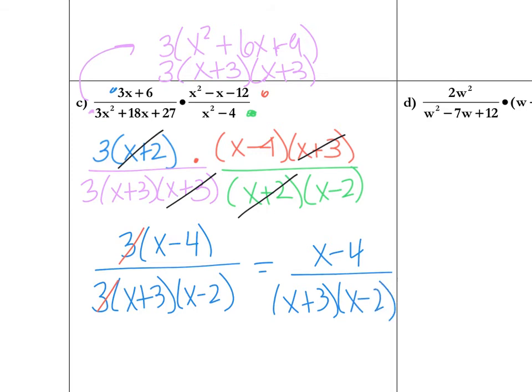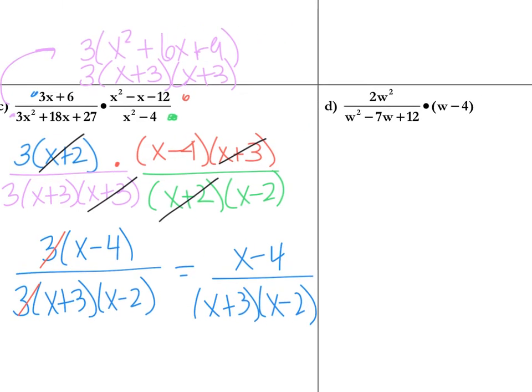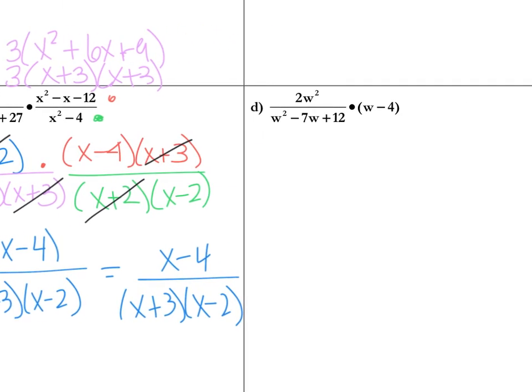You can't cancel those x's. You can't cancel a 4 and a 2. That's it, you're done. And then in example D, the only thing I want to point out to you guys is that this is w minus 4 over 1. So you would just do the same thing: multiply across, cancel, and be done with the problem.